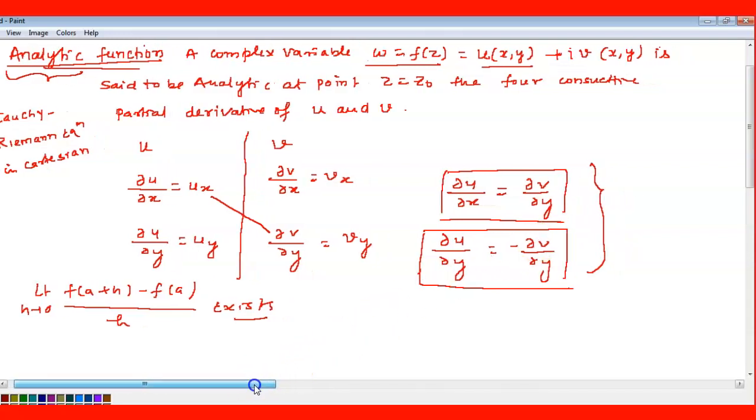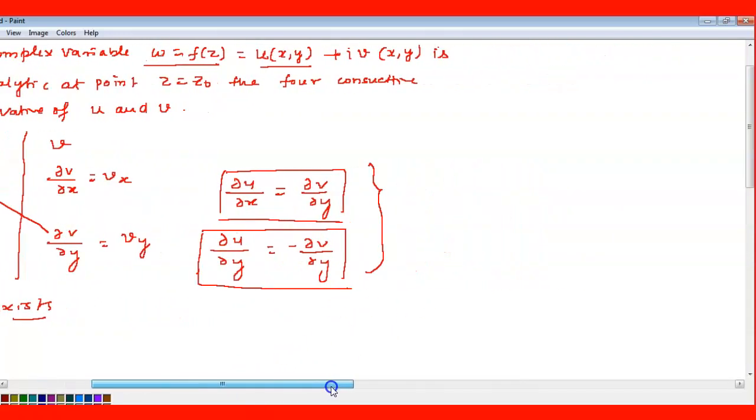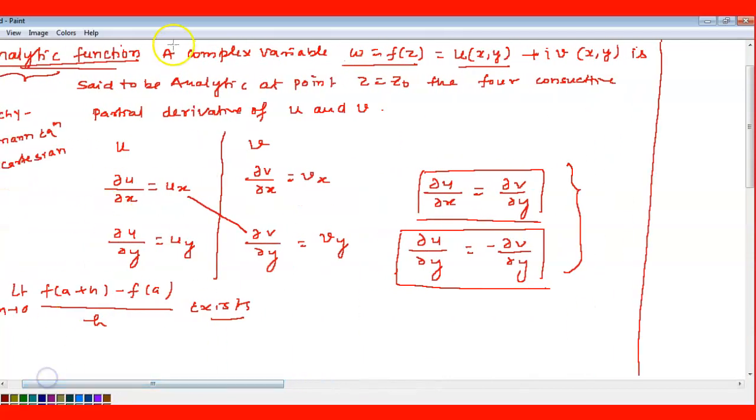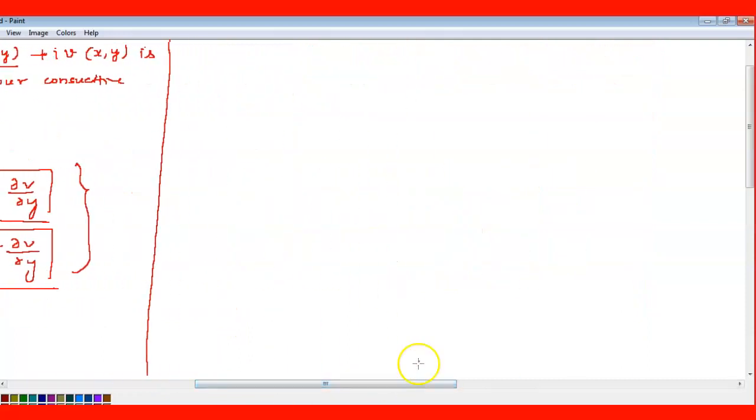So we will try to prove this one here. The statement you write in the examination is: derive the Cauchy-Riemann equation in the Cartesian form. So you write the statement here first, and then you have to prove it. In the textbook a different method is given; I am applying the easy method.